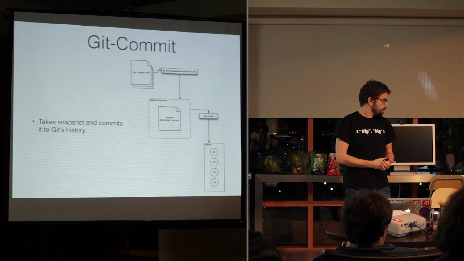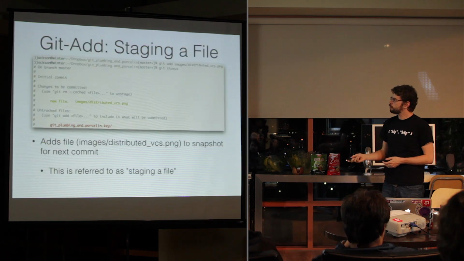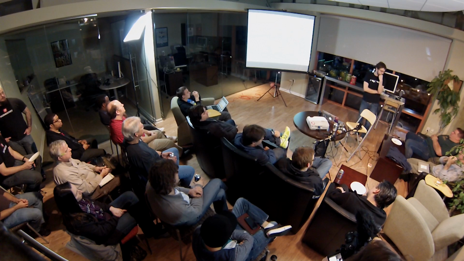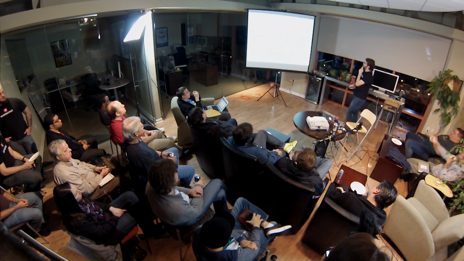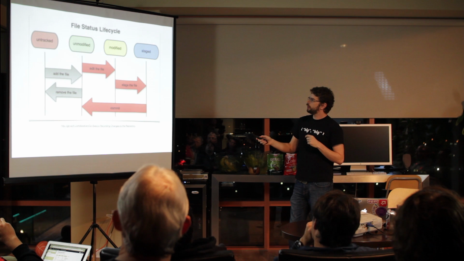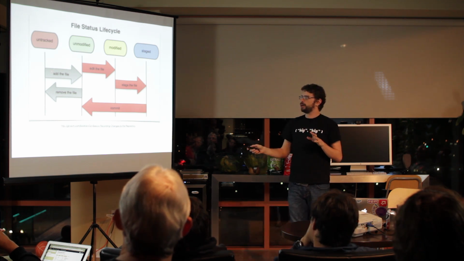So in that very first diagram where you have the untracked, when you add the file, it doesn't go to unmodified, it goes all the way to staged. When you edit the file, it goes to modified from unmodified. When you add the file from untracked, so that's when the file doesn't exist.